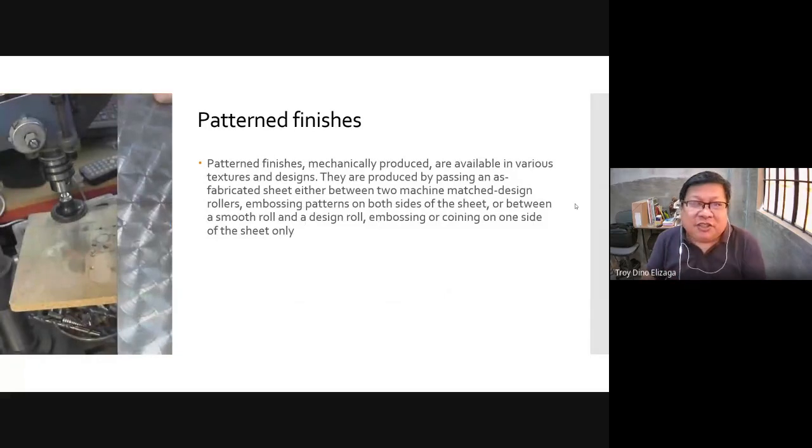Pattern finish, mechanically produced, are available in various textures and designs. So it's like what you see here in the picture. It's like the directional finish earlier, except that here you're not using a wheel, but you're using another system to create a pattern.